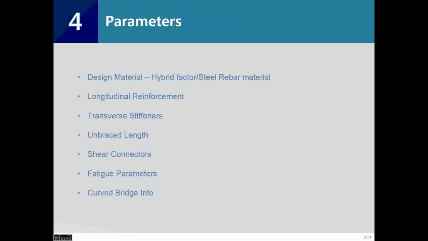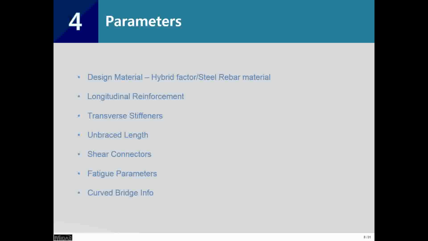So next we have to define more parameters to accomplish the design check. The first thing is design materials. In this design material dialog box, you can define the hybrid factors. When you have different steel material properties for the steel plate girder at the top flange, web, or bottom flange, you can tell the program that for the top flange you are going to use this steel material property, and for the web you are going to use this steel material property. And MIDAS will automatically calculate the hybrid factors for you.